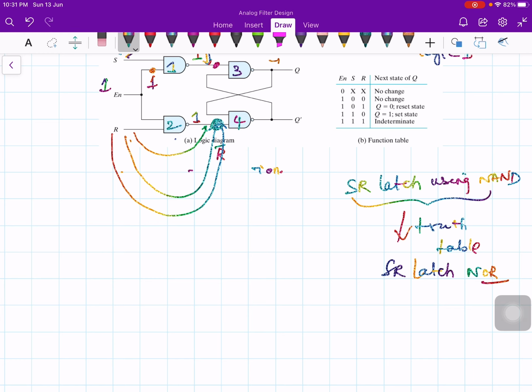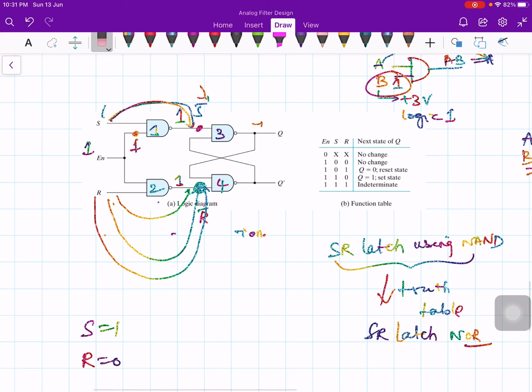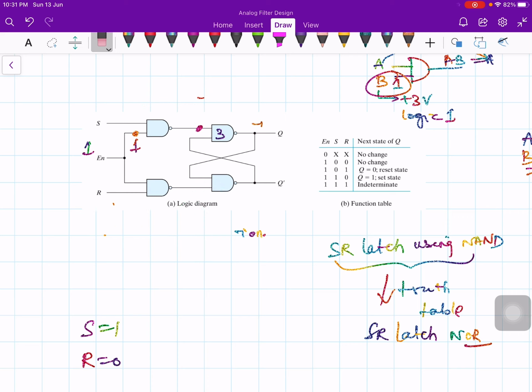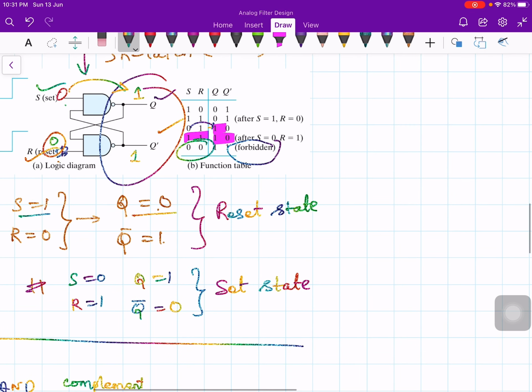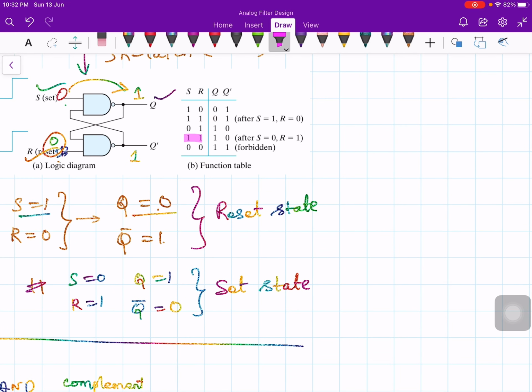Now again, same operation, when S equal to 1 and R equal to 0, you can analyze it very easily. Okay, so now the things are very easy. Now let's say when the enable is 0, as I said, both are 1, no change in the previous state. 1 means no change, right? If you look at the table here, see, 1 means no change from the previous state.